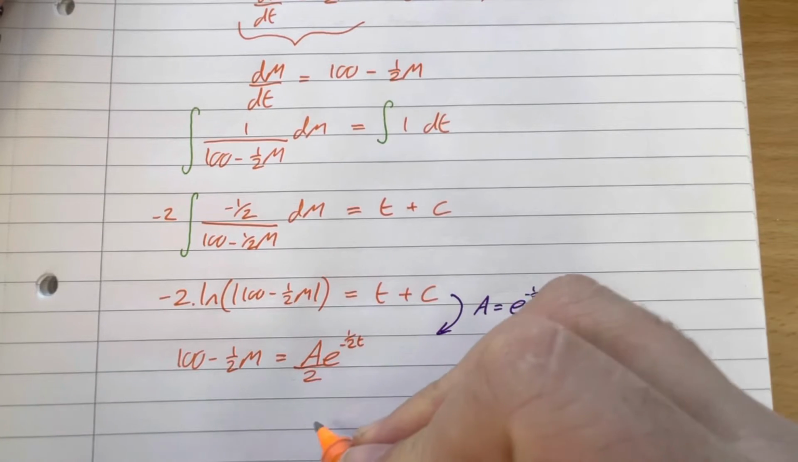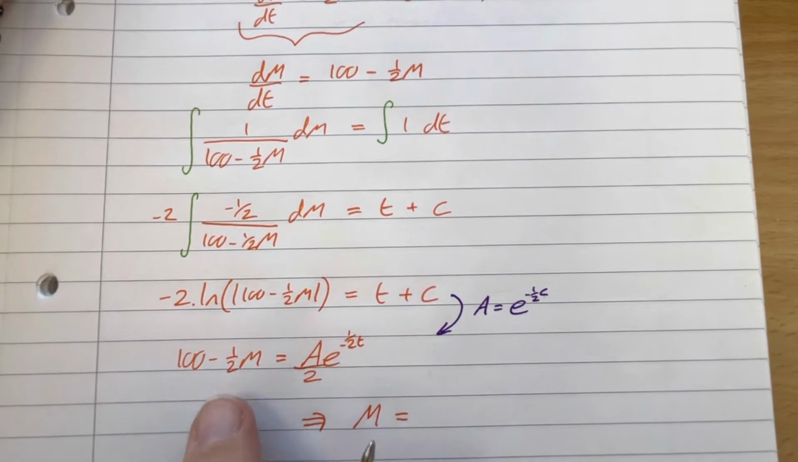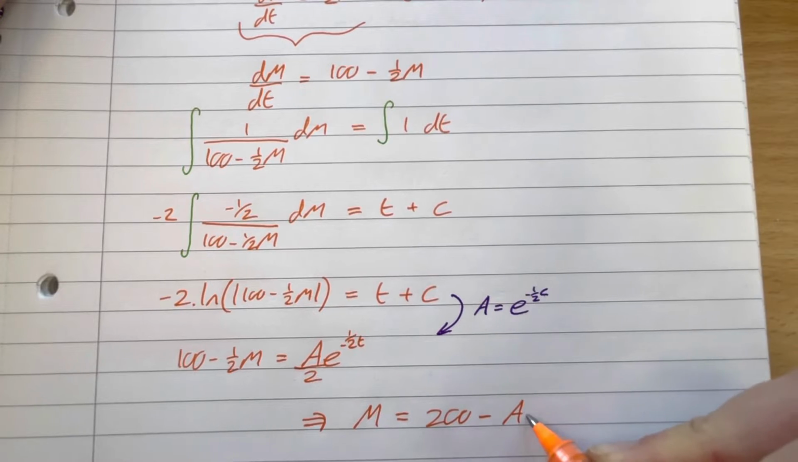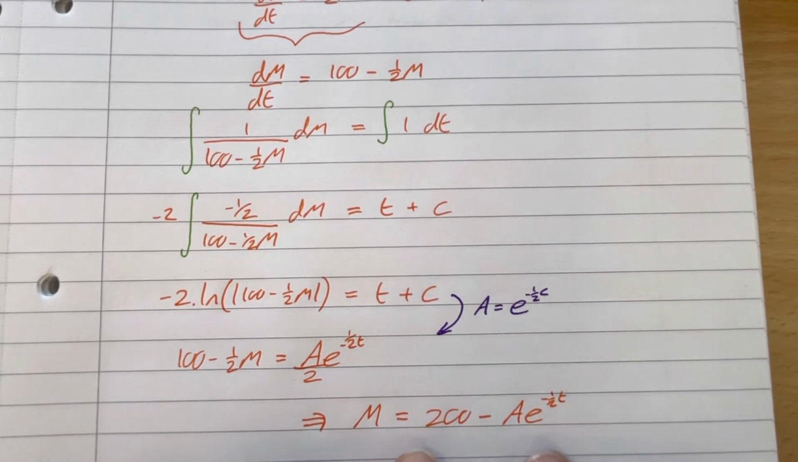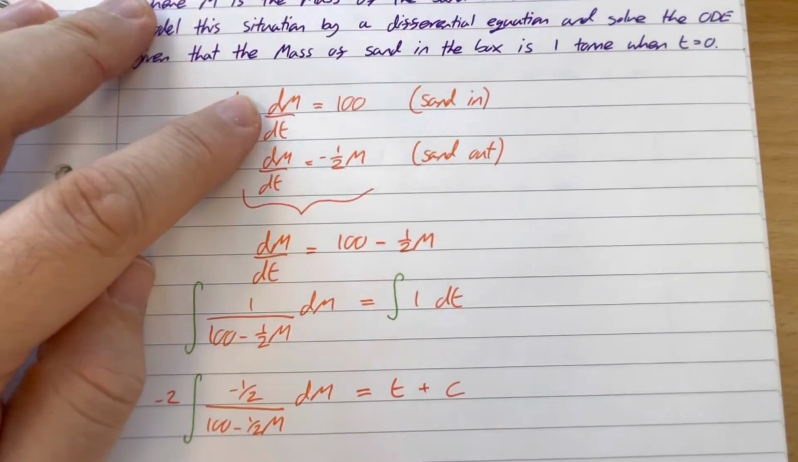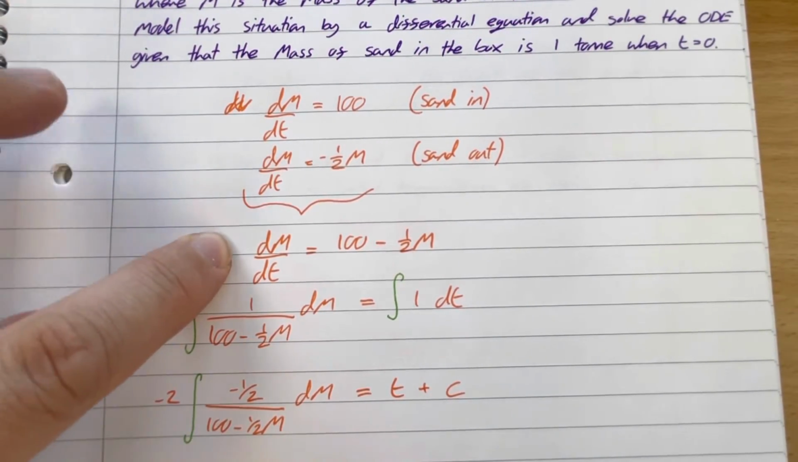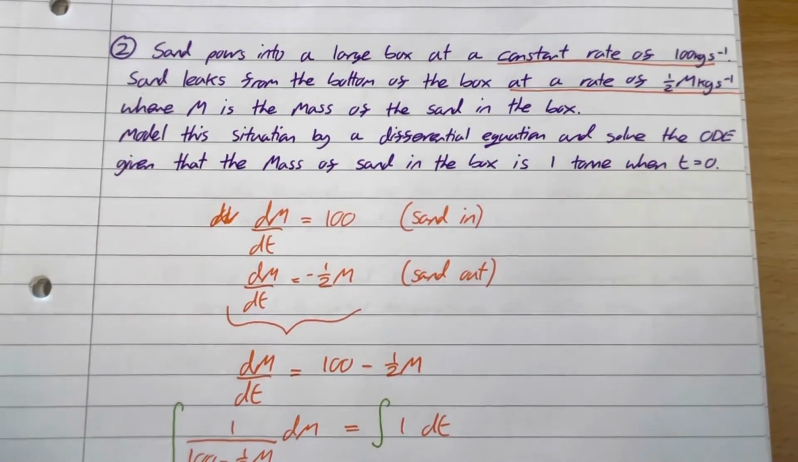Okay, so I can make m the subject of that. So m is going to equal, I'm going to times it by 2, and then bring that across the other side. So that's 200 minus a e to the minus a half t. Okay, so that's the general solution to the differential equation. This represents the family of curves which satisfies the original differential equation here. Now we need to find the particular solution, and to do that we are going to use the extra information given to us in the question.